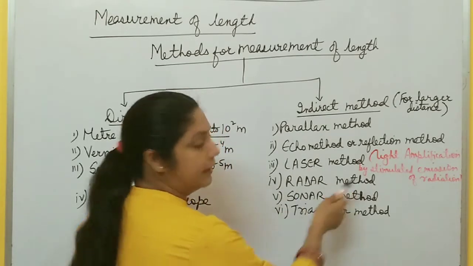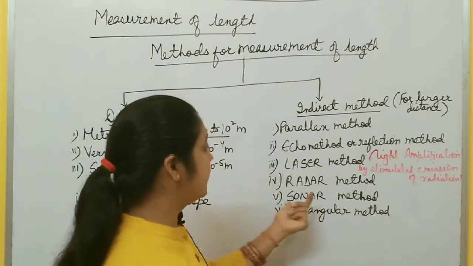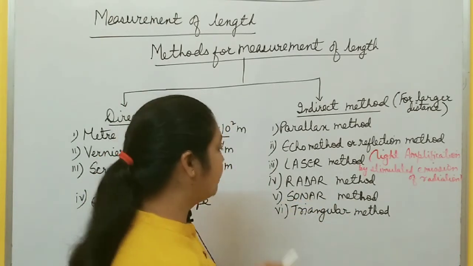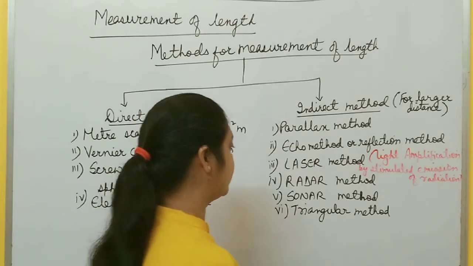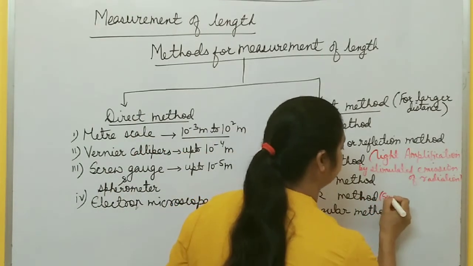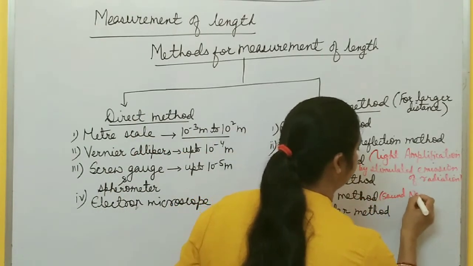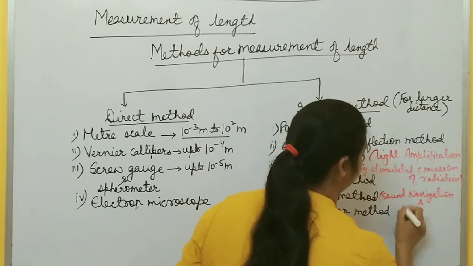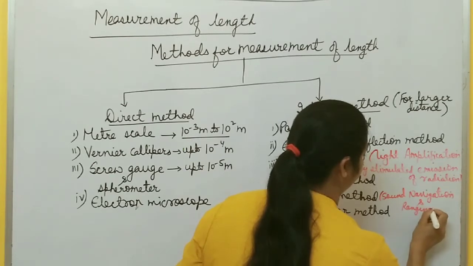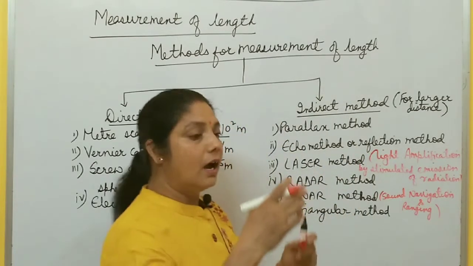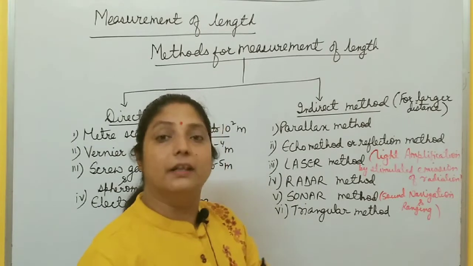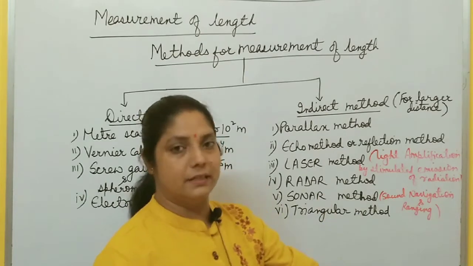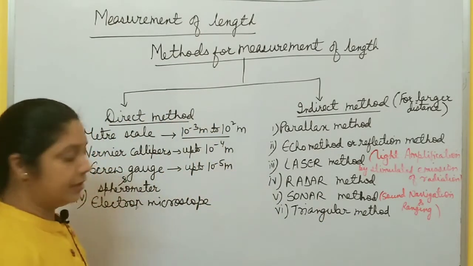Then next one is radar method. It is also used to measure larger distance. Then sonar method, sound navigation and ranging. What is the full form of sonar? Full form of sonar is sound navigation and ranging. In this sonar method, high frequency waves, or you can say ultrasonic waves, are sent to measure the distance of submarine hills or anything at larger distance, right?